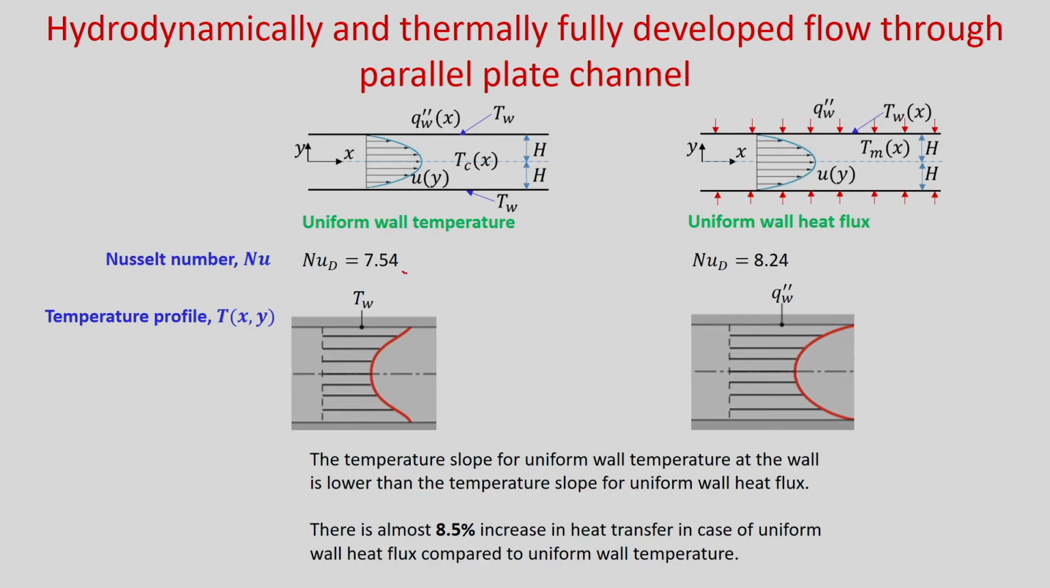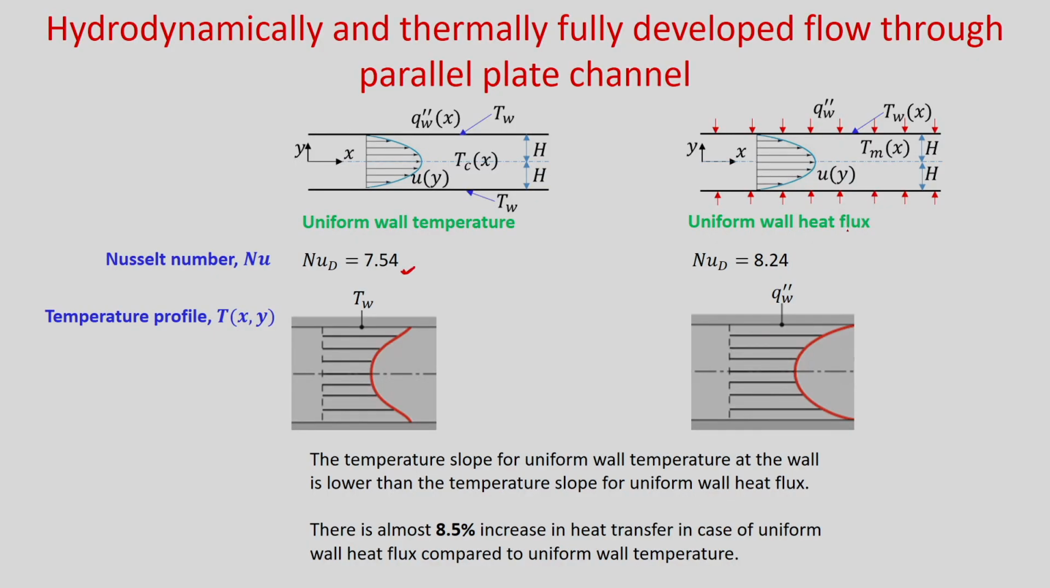And you can see that for this particular case the Nusselt number is also constant, independent of Reynolds number and the Prandtl number. So, you can see that for uniform wall temperature case, where you have the Tw as constant, Nusselt number is 7.54.